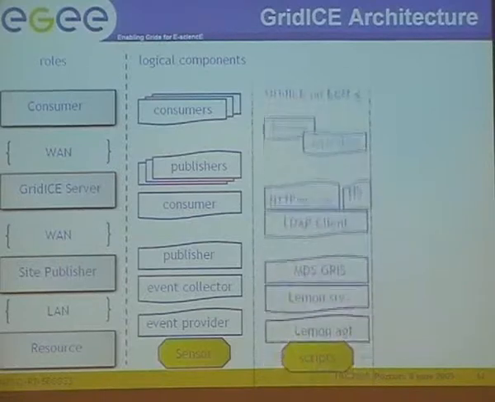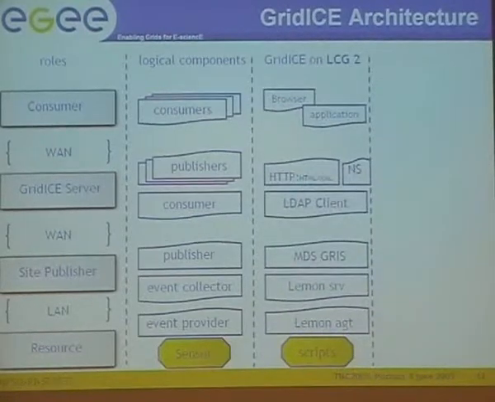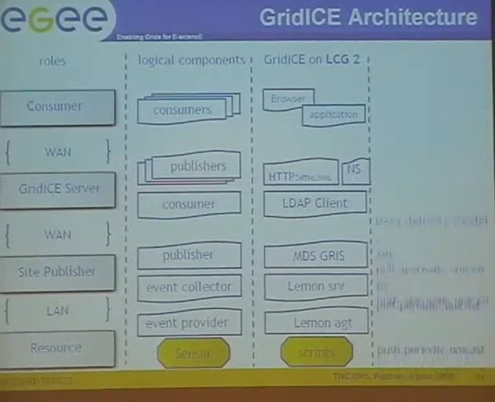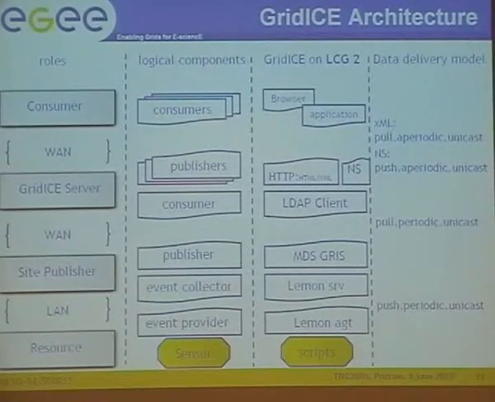and the choice for LCG for the collection within a site is the default choice of Lemon. Then these data are offered by using the grid information service, and once they are collected in the server, they are offered through different means. Here we have a summary of the data delivery model that applies to each level of distribution.